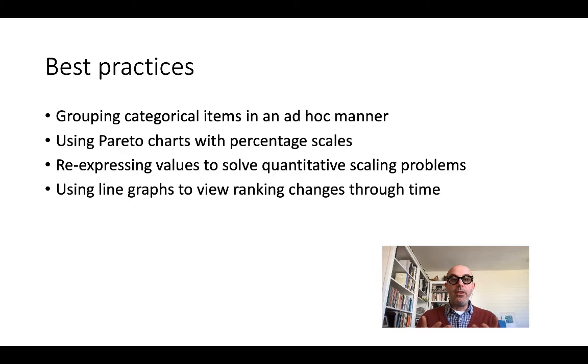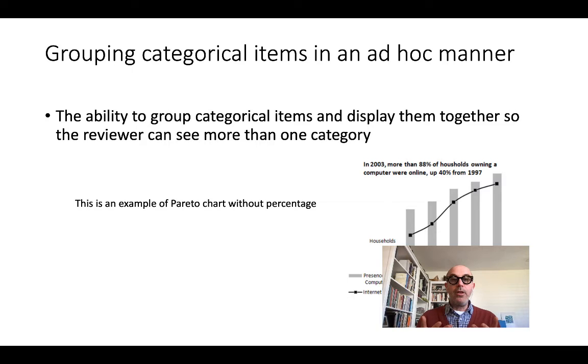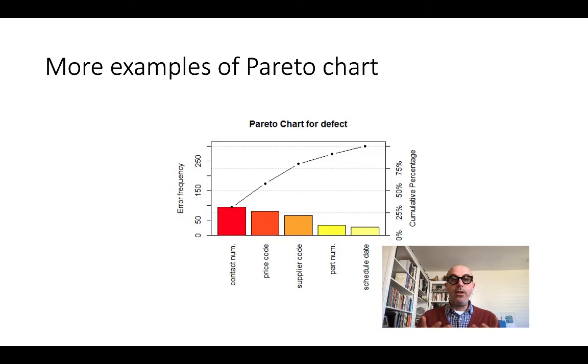The other recommendation that the author has is re-expressing values to solve scaling problems and using a line graph to view ranking changes through time. The idea of this type of visualization is basically a bar chart with a line that shows the time frame. With regard to grouping categorical items, it is the ability to group categorical items and display them together so the reviewer can see more than one category. Here is more example of this type of chart. Again, this is a good example of a good chart. You have a sense of what's going on with that idea.